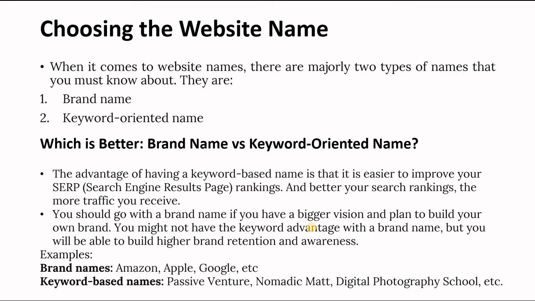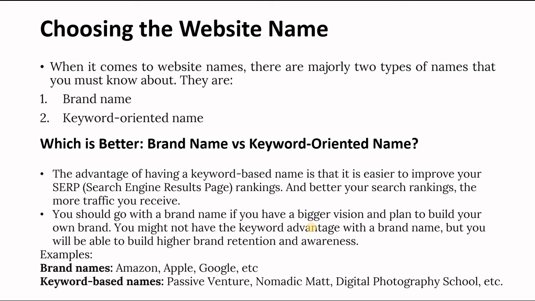But on the other hand, what you want to do is you want to rank on top of the search results for a particular thing. You want to teach people about one particular topic and you want to be on top of that search engine, then you should obviously choose something like a keyword based name. So if your aim is to actually build a $10,000 per month or a $100,000 per month blog, then I think it's better if you go with a keyword oriented name. But if your vision is to build a big brand of your own, say something like Apple or Google, then obviously you should go with a brand name.